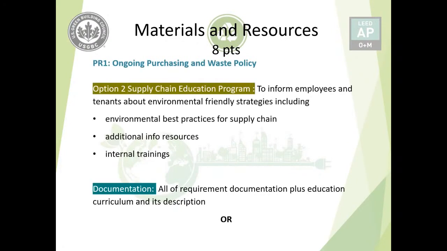For option number two, whatever we have surveyed from our suppliers, we will try to inform and educate our employees and tenants about the environmental friendly strategies for supply chain, what the waste management or reduction measures are, how we can reduce carbon emissions, and what the best criteria for material selection is. We can transfer these resources in terms of trainings, or you can give them some literature. For the documentation, all of the general requirement documentation, plus the education curriculum that you have provided and its description. Or you can go to option number three.